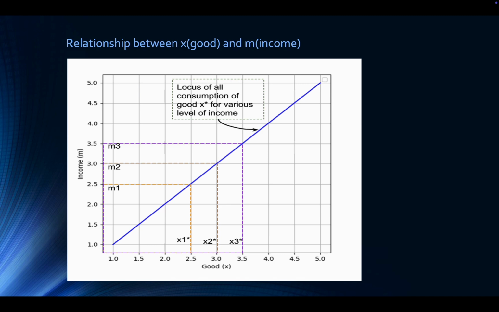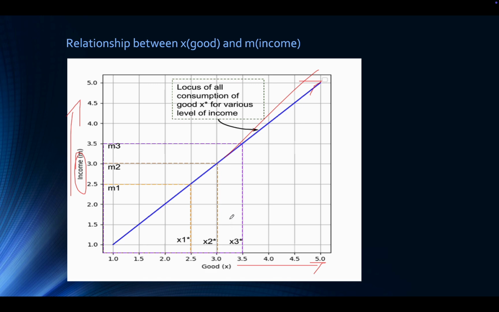After this, we come to the relationship between income and consumption. This slide examines how consumption changes with varying income levels. Sorry for the inconvenience. Here the x-axis represents the quantity of a good consumed, and the y-axis represents income levels. The blue line shows the locus of all consumption levels of good x for different income levels.